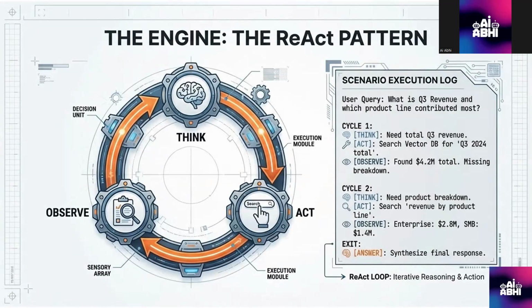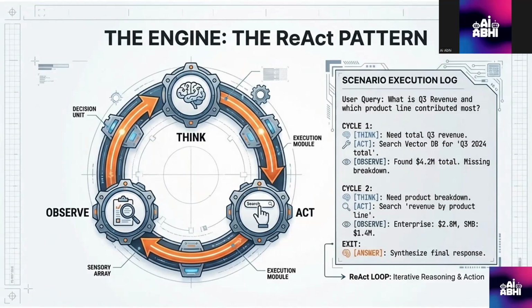Okay. Then step two is act. It takes an action like calling a search tool or a database. And step three is observe. So it looks at the result, then it goes back to think and decides what to do next. So this loop repeats until the agent decides it has enough to answer. So let me walk you through a real example.